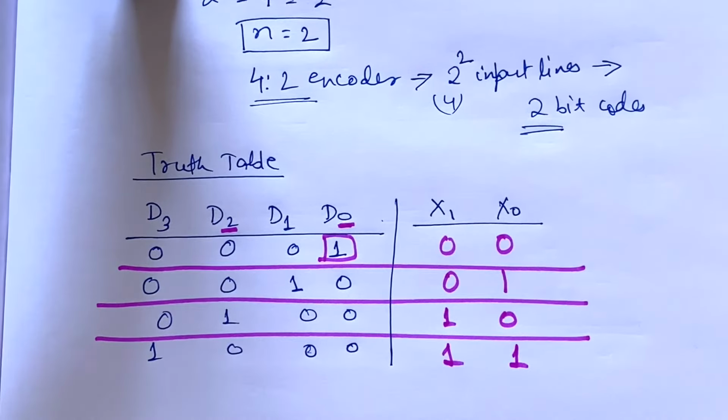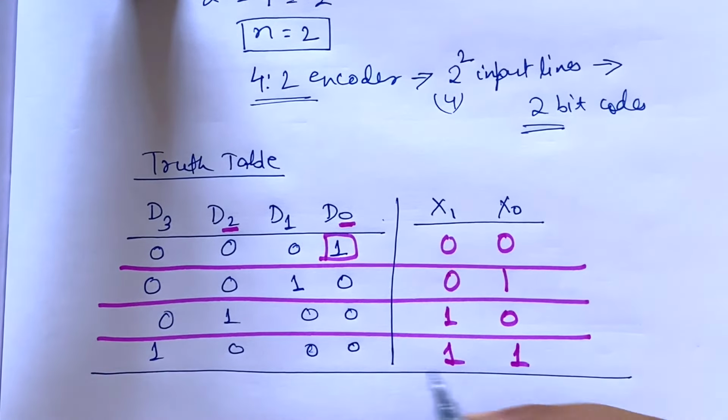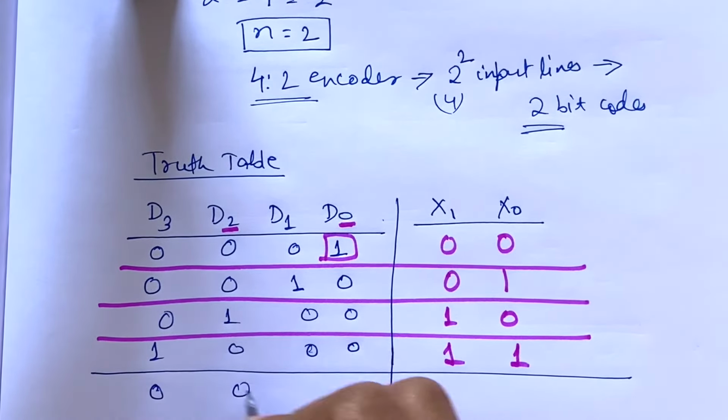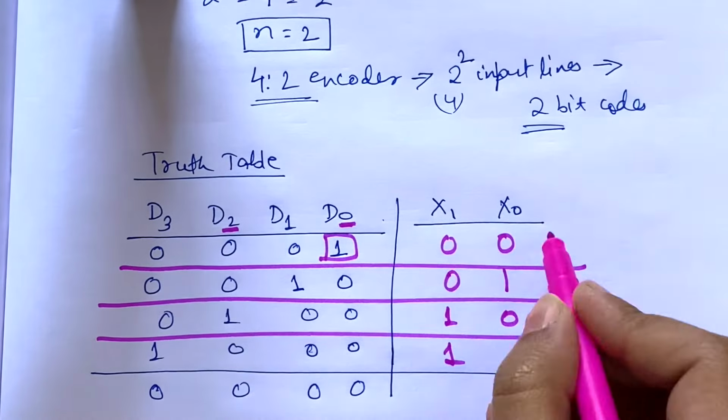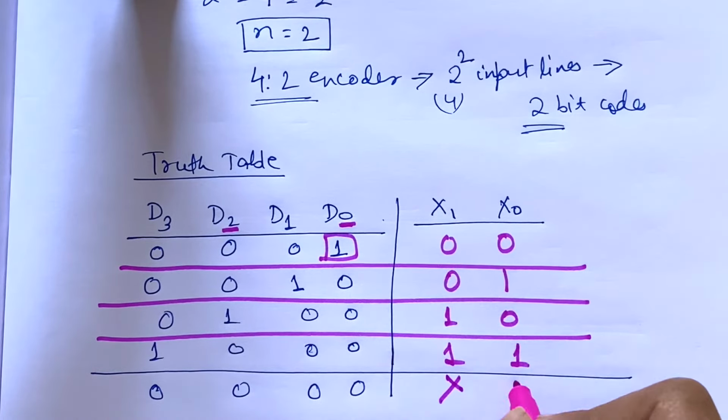Okay, now what if all of them are off? This, all 4 are off. In that case, the output will be invalid, and we denote that output with X. Okay, don't care. This is called as don't care.